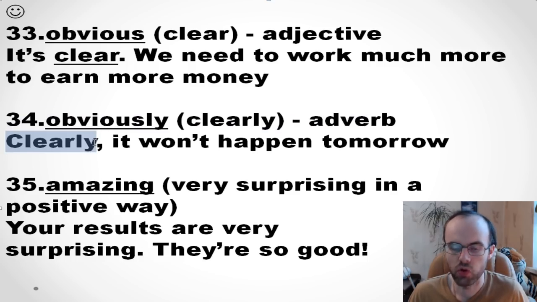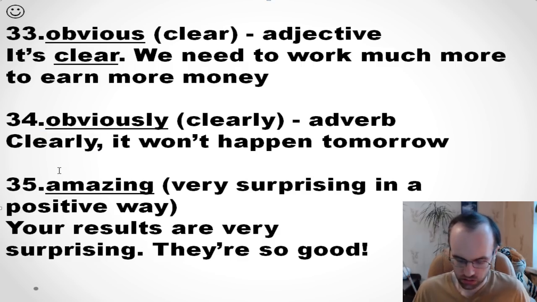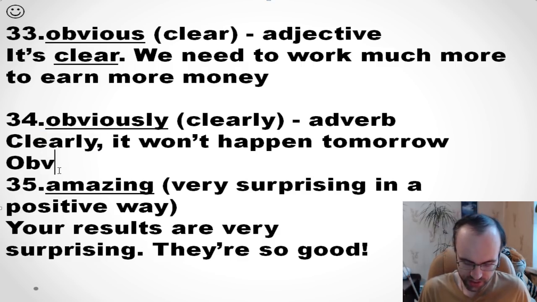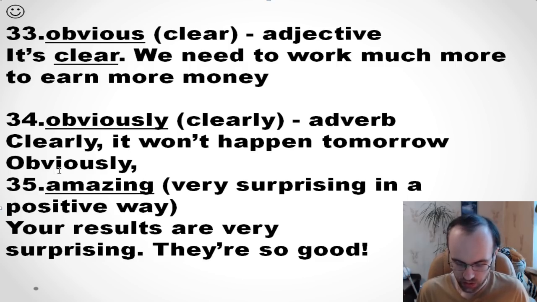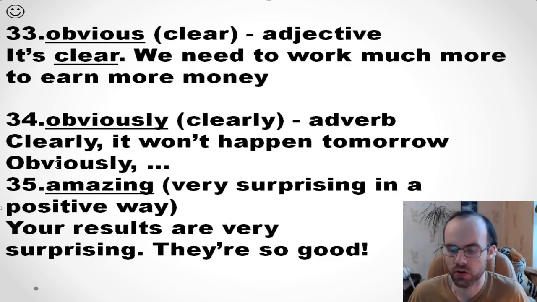Clearly, we often say it in the beginning and then put a comma after it. So clearly, it won't happen tomorrow. Or you can say obviously, it won't happen tomorrow. It means that it's clear, it won't happen tomorrow. Or it's obvious, it won't happen tomorrow.